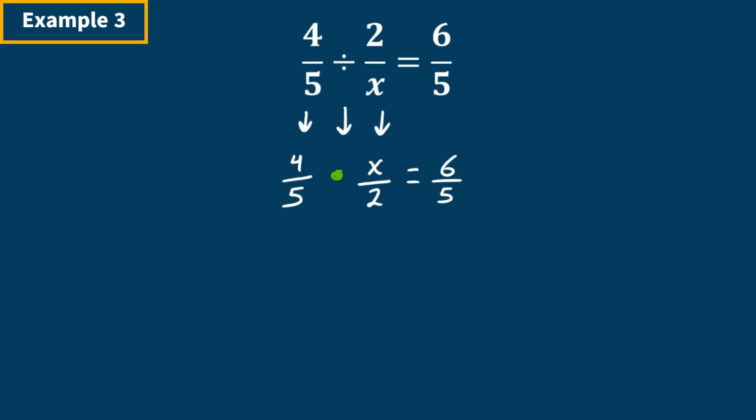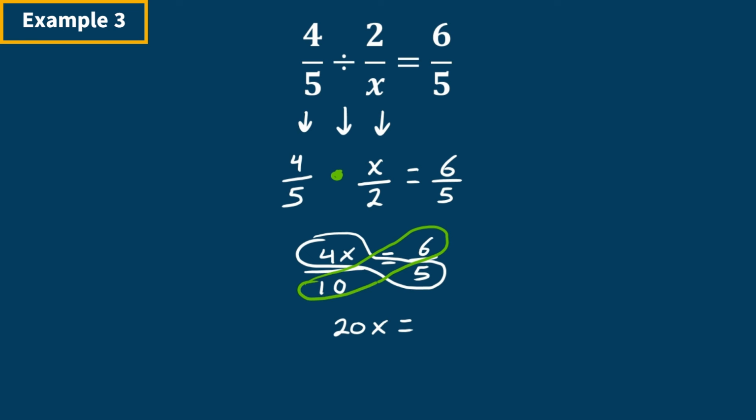Let's simplify the left-hand side by doing the multiplication. So we multiply the numerators together, which is 4 times x, which gives us 4x. And then we multiply the denominators together, 5 times 2, which is going to give us 10. And that's going to be equal to 6 over 5. From here, we're going to go ahead and do the cross product. So we're going to multiply these diagonal numbers right here. 4x times 5 is going to give us 20x, and that is going to be equal to this cross product, 6 times 10, which is going to be 60.